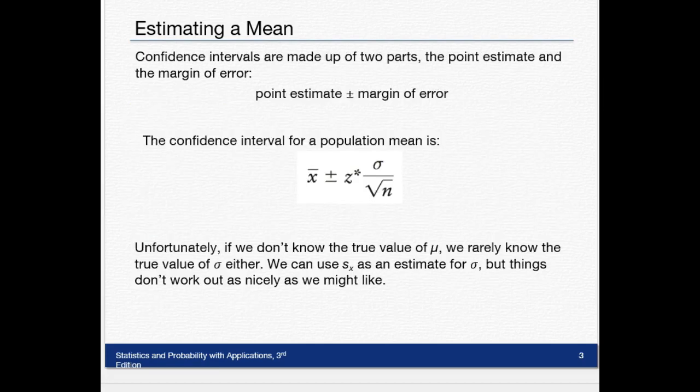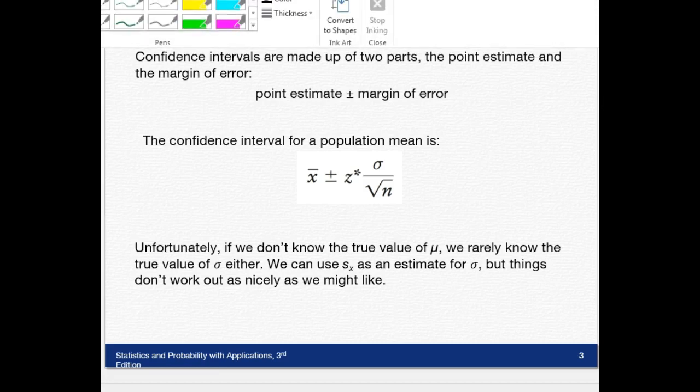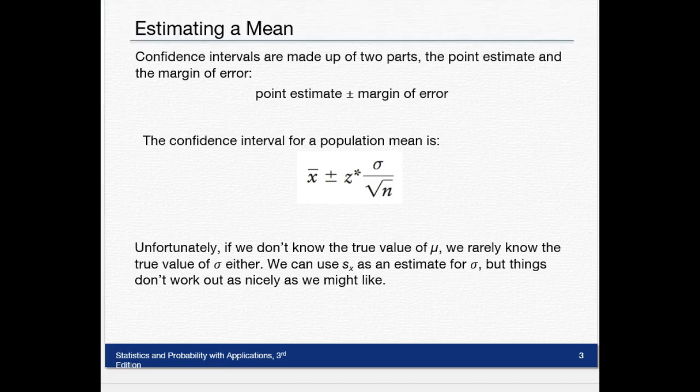All right, so confidence intervals are made up of two parts. And we've talked about this, the point estimate and the margin of error. Okay, so the confidence interval for a population mean is this. X bar, this is our point estimate right here. And all of this back here is the margin of error. Okay, just like it was with proportions.